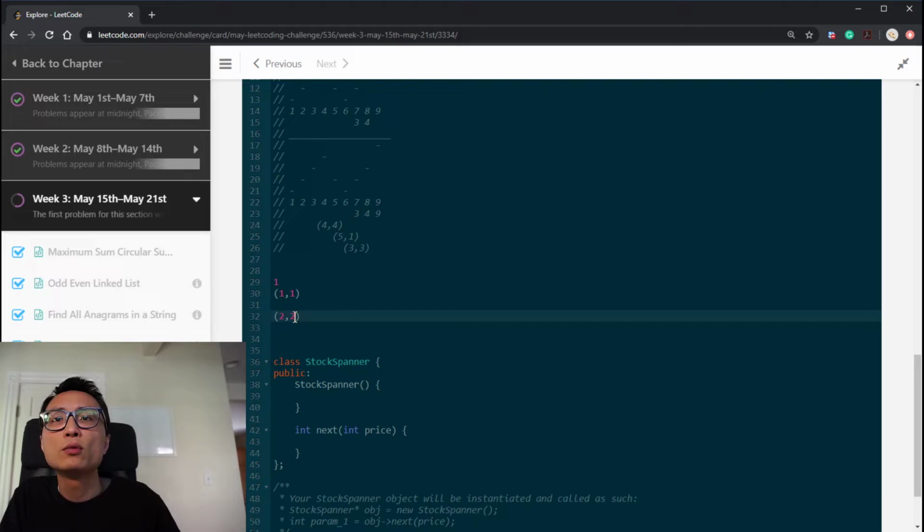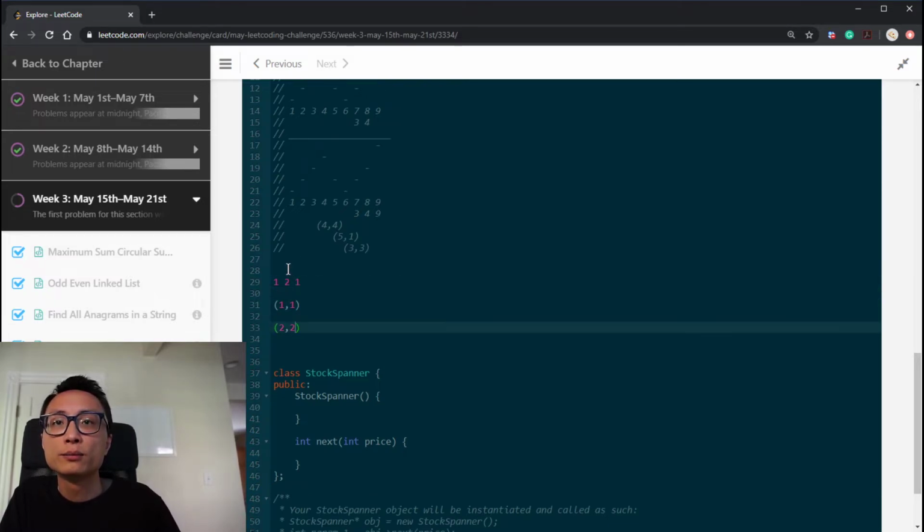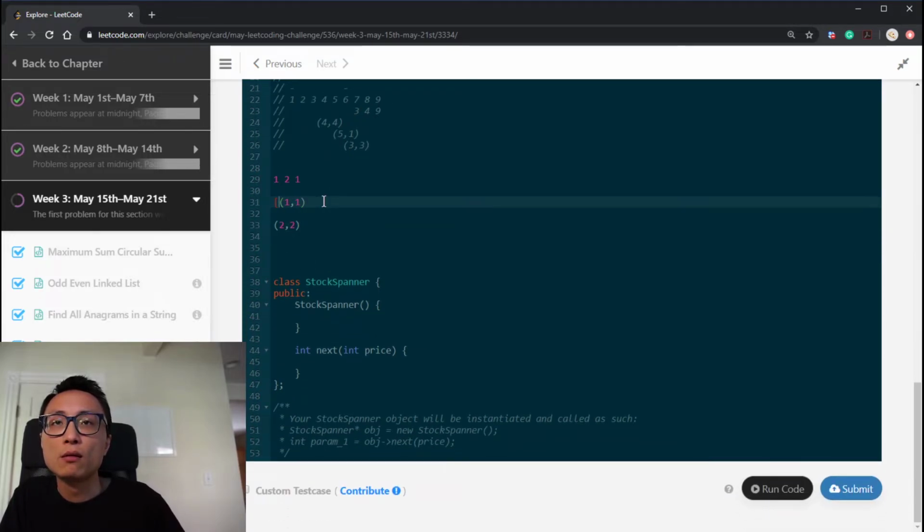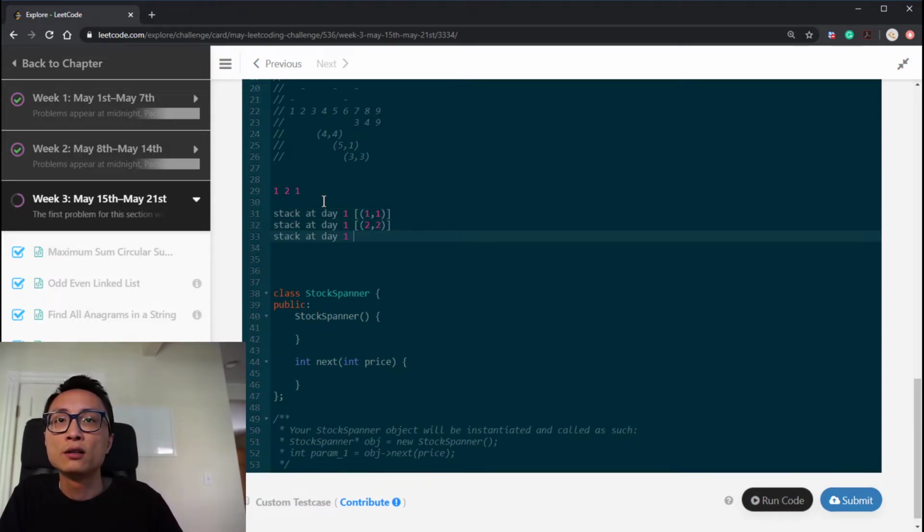Let's actually do some downwards, I guess. If we have day 3 to be 1 again, the stack at day 2 is this. The stack at day 3 thinks that we are now having a downward day. The continuously increasing span just ended there. We have to reset, so the stack will be 2 2 and 1 1.